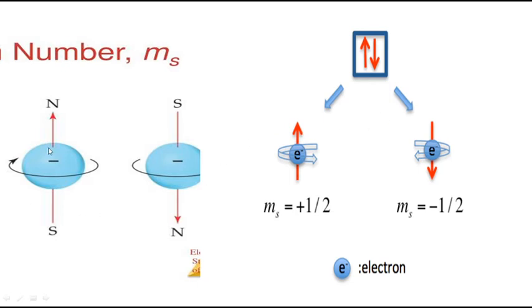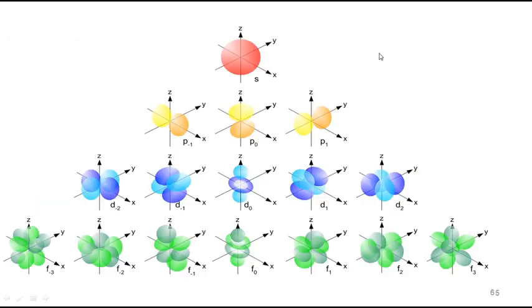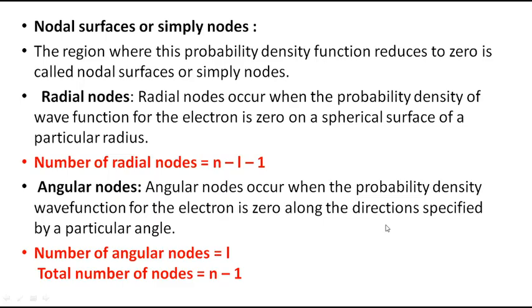I already told you, with the upward arrow and the downward arrow, if the electron is rotating clockwise, it has a plus half spin, and if it is rotating anti-clockwise, it has a minus half spin. So I have denoted it like this. Upward arrow and downward arrow means 2 electrons in one orbital. Got it? So again I have given you these orientations.